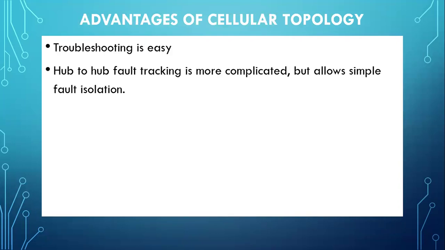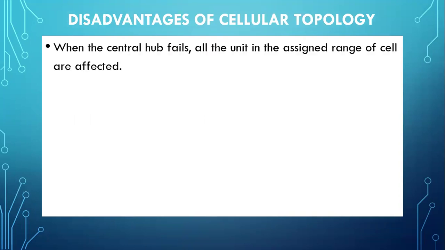Advantages of the cellular topology. This is our last topology. Troubleshooting is easy. Also, hub-to-hub fault tracking is more complicated, but it allows simple fault isolation. So these are just some of the advantages of the cellular topology. In terms of the disadvantages, when the cell hub fails, the units assigned to the range of the cell are all affected.